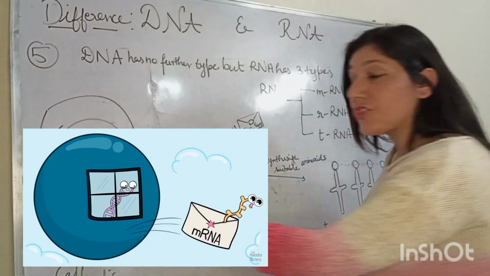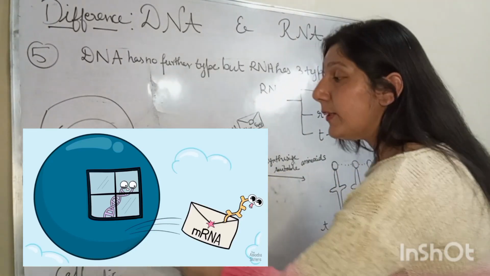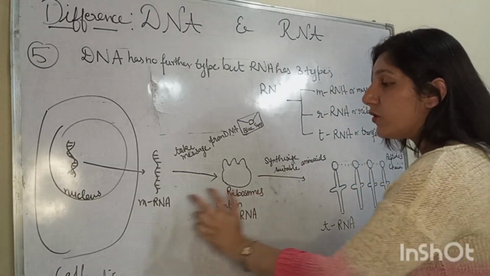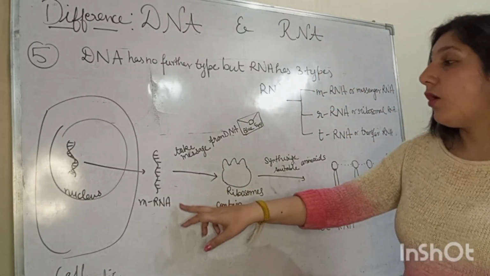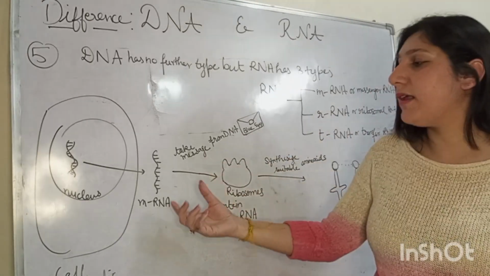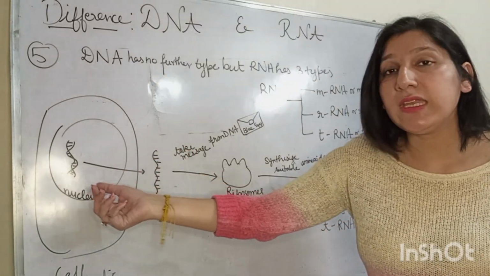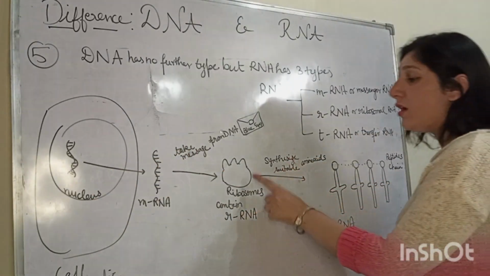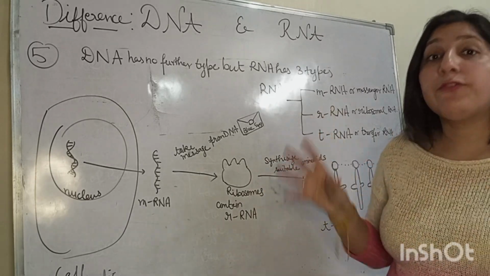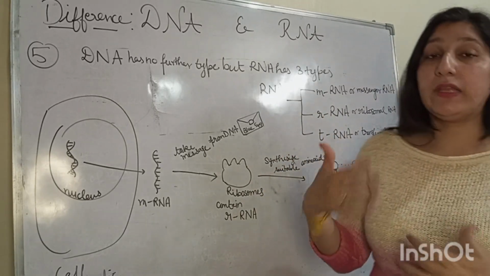So that information of blue colored eyes will be carried from DNA to the ribosomes with the help of mRNA, or messenger RNA. Since the name implies, messenger RNA will take the message from the DNA and give it to the ribosomes. Ribosomes are basically a kind of factory where they synthesize amino acids.